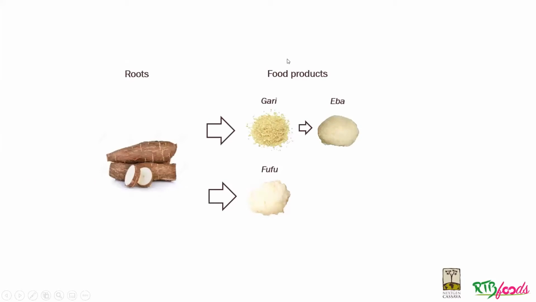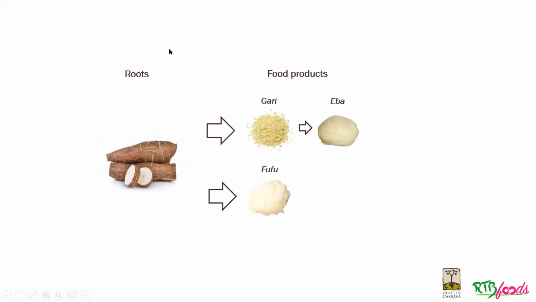We had the roots, the processing of the trials, and the roots were processed into food products: Gari, an intermediate product to make Eba. And we also did Fufu, that was only in Osun state.